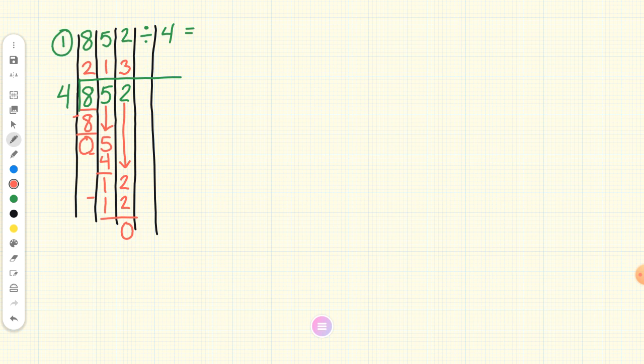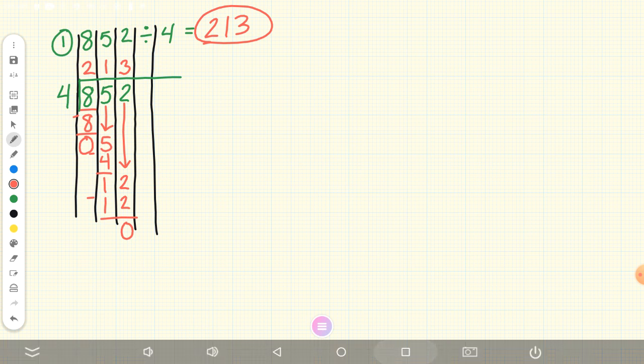What is my answer, Lena? 213. So I'm going to put it right there. Circle it. Then write it in the example 1 box on this page.